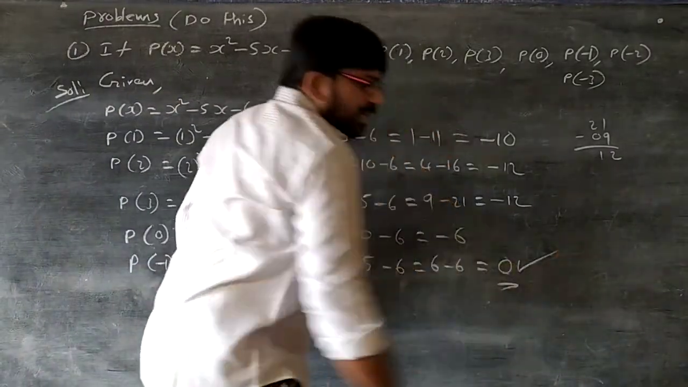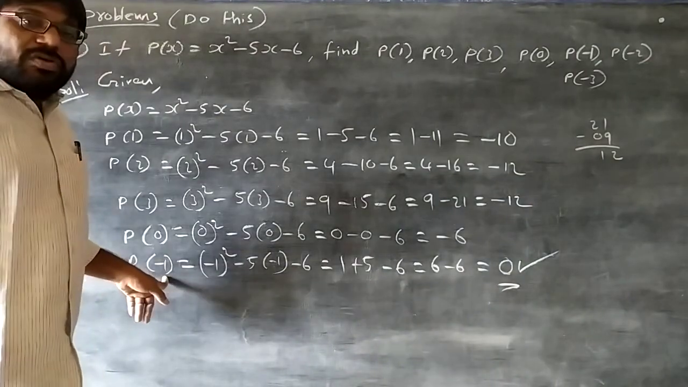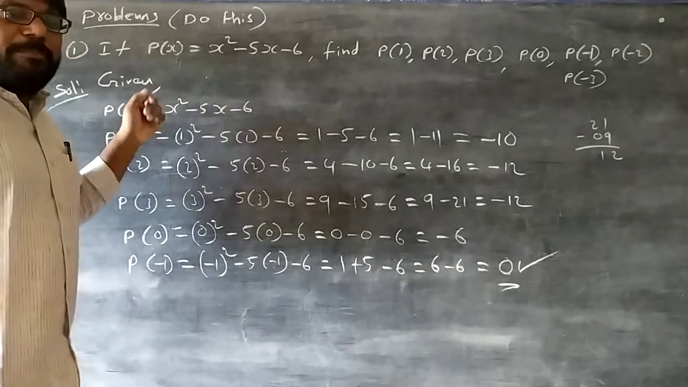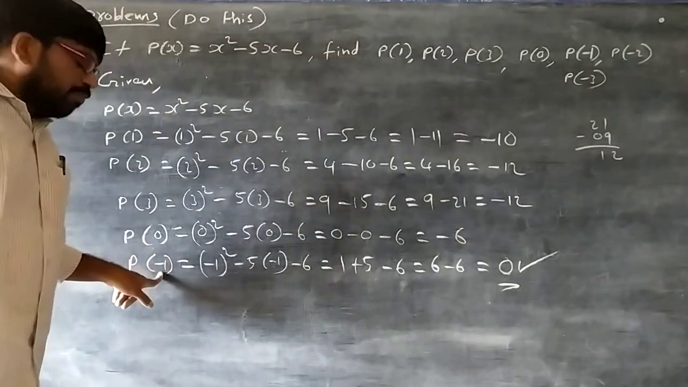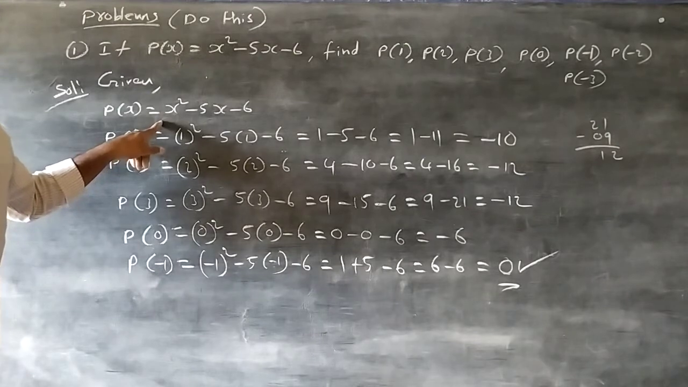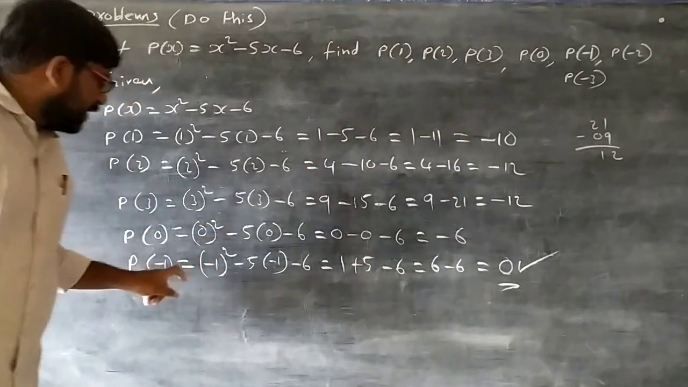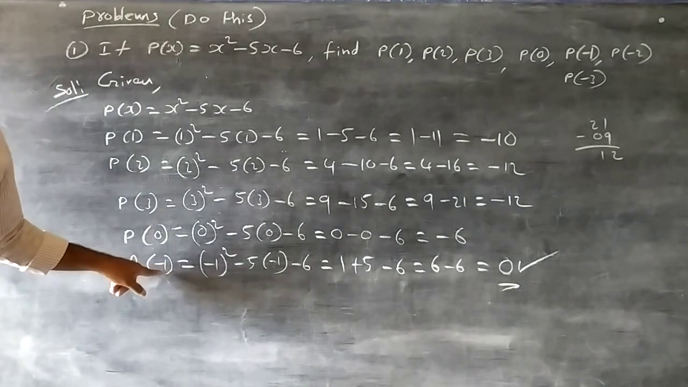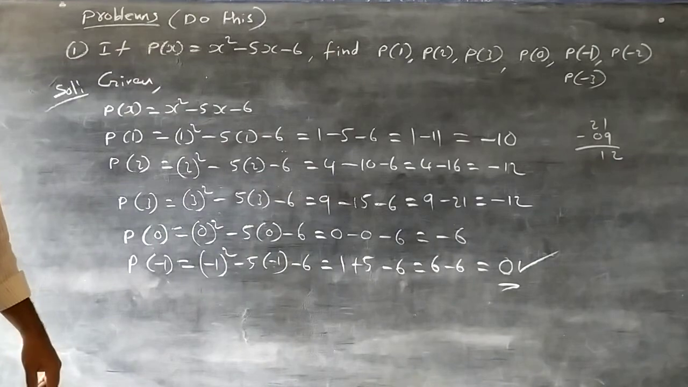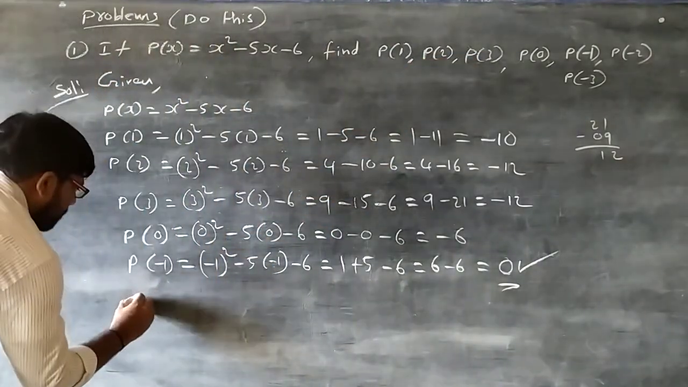If the polynomial value is 0 at x equal to a constant, the value is called a zero of the polynomial. Here minus 1 is a zero of this polynomial. If the polynomial value is 0 at x equal to any value, the value is called a zero of this polynomial. Next, go to find p of minus 2.